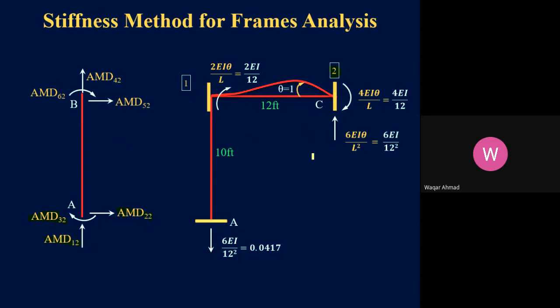And now, what are the values I'm going to get? This AMD12 will be 6 times EI/l squared. This is coming from this member. And what will be the value of my AMD22? It will be 0. There is no shear force acting here. AMD32 will also be 0 because there is no moment. Similarly, AMD42 will have a value of 6 times EI/l squared. But AMD52 and AMD62, they both will be 0.